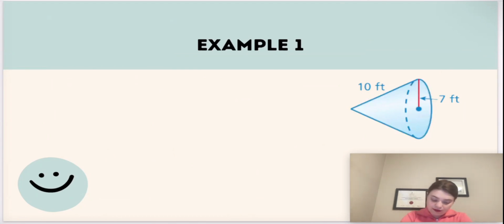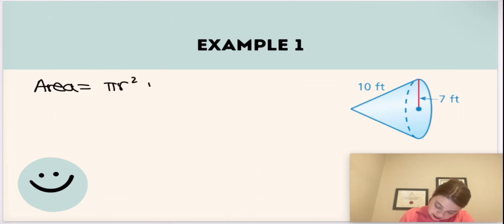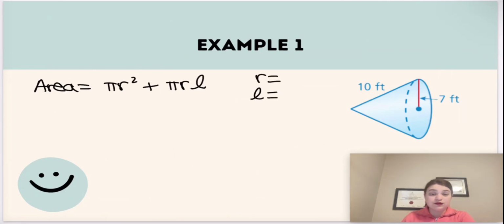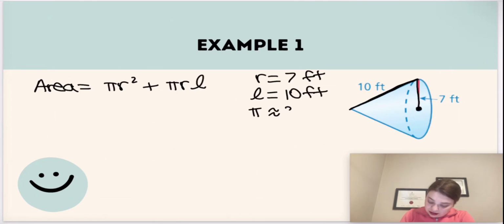Okay, so for this one, we know that surface area is equal to pi r squared plus pi r L. So we now need to identify what is r and what is L. So r is the radius, and keep in mind the radius is the distance from the center of the circle to the edge of the circle. So that's this distance right here, which is 7 feet. And then L is this length here, right? It's the slant height, which is 10 feet. And then for pi, because pi is approximately equal to 3.14, I'll be substituting in 3.14 as pi today.